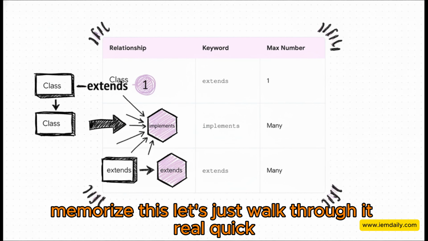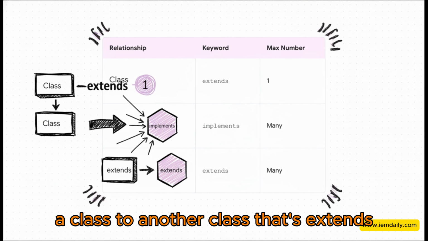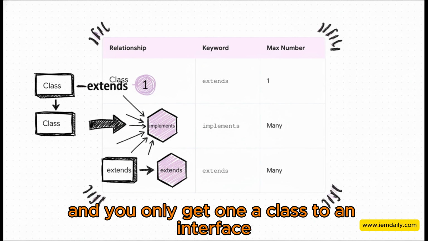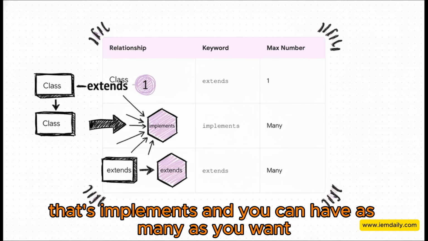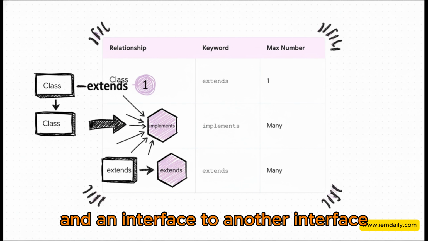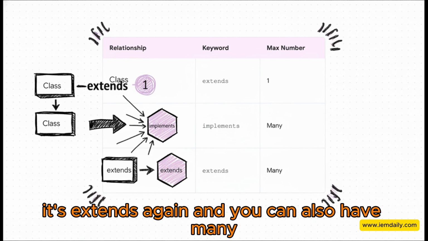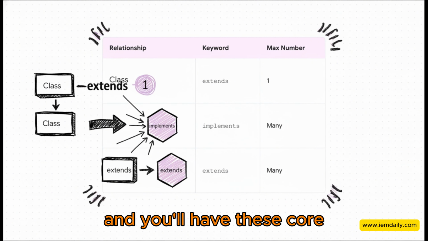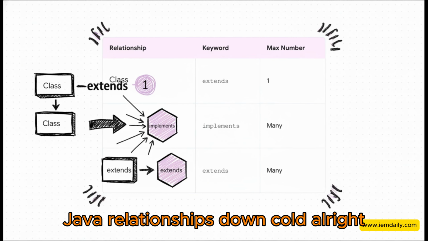For real, memorize this. Let's just walk through it real quick. A class to another class, that's extends, and you only get one. A class to an interface, that's implements, and you can have as many as you want. And an interface to another interface, it's extends again, and you can also have many. Burn this table into your memory, and you'll have these core Java relationships down cold.